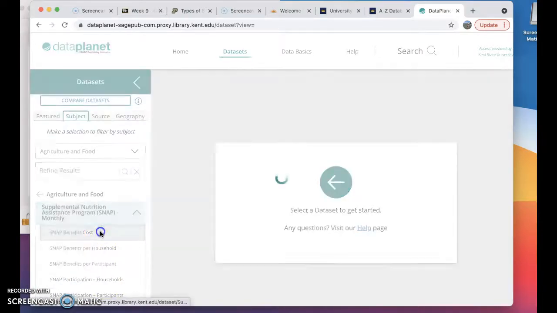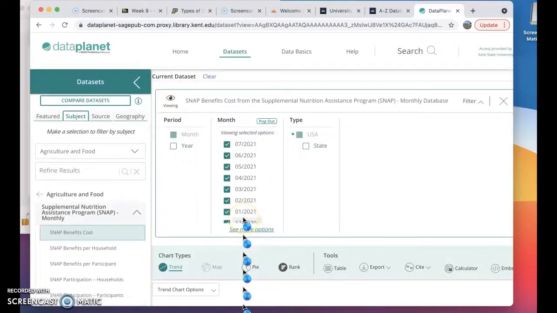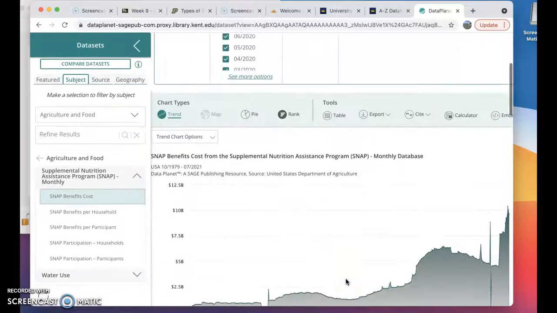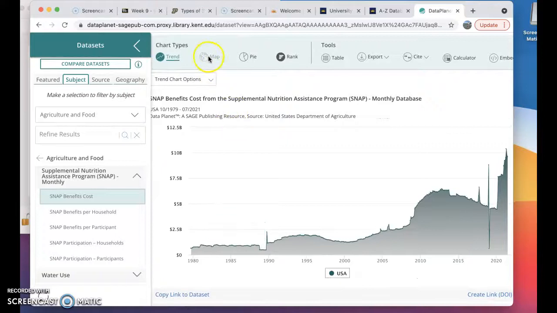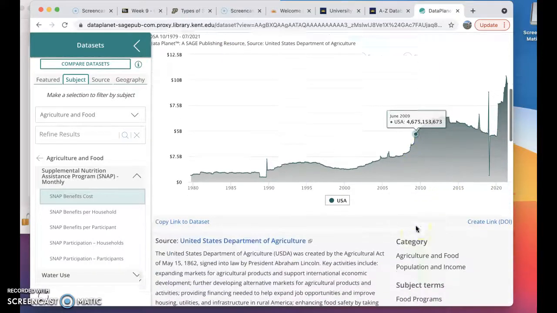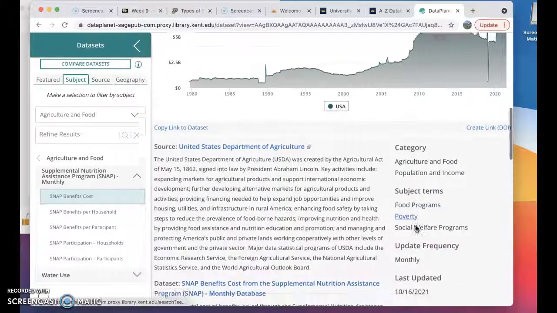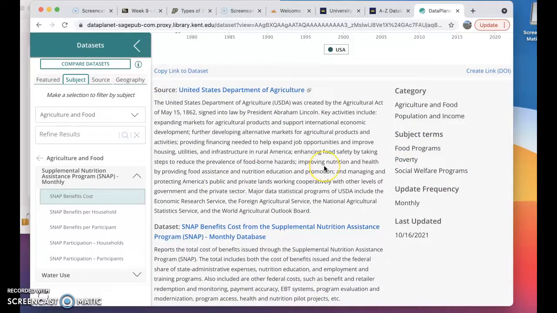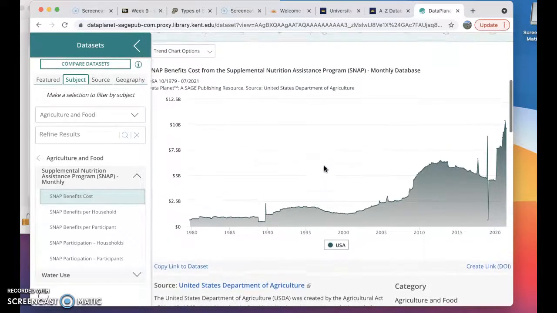So I clicked on SNAP benefit cost, and this gives you all this information, and it's really good for just the stats that you need to talk about, and it's reliable information, and it'll talk about it more in here. Again, good resource.